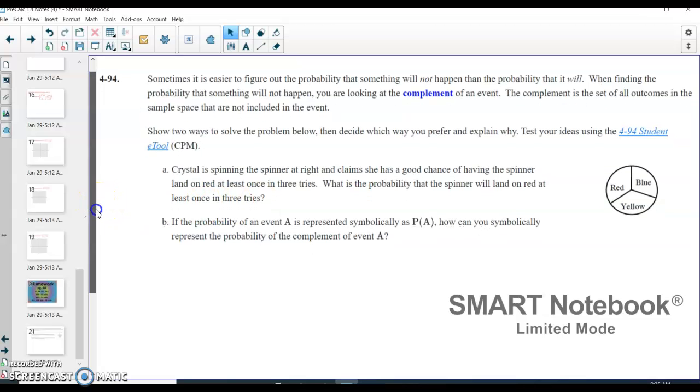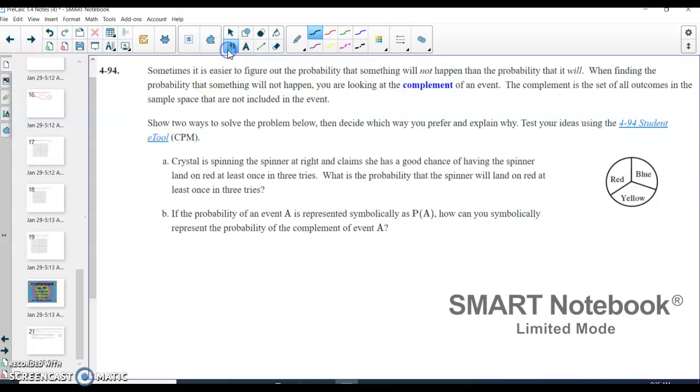Okay, and I'm going to do part A here using a systematic list and using the complement. So we're saying Crystal is spinning the spinner at the right and claims that she has a good chance of having the spinner land on red at least once in 3 tries. And it's asking, what is the probability that the spinner will land on red at least once out of those 3 tries? So I'm going to make a systematic list of all the chances of not landing on red.